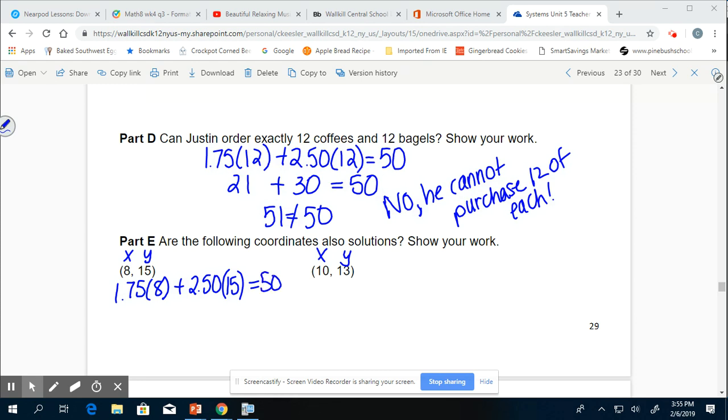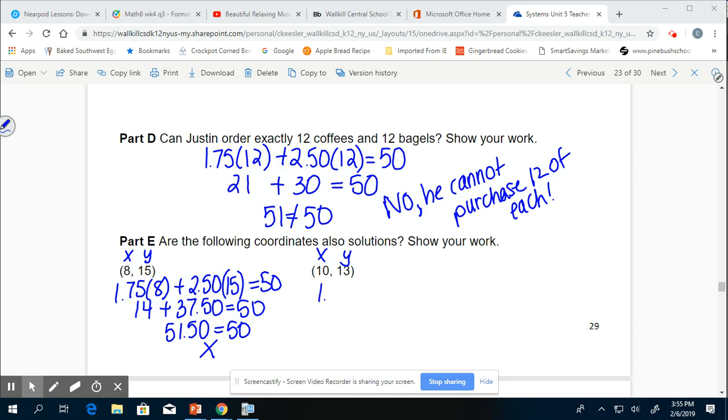1.75 times 8 is 14, plus 2.50 times 15 is 37.50. 14 plus 37.50 is 51.50. So this is not a solution. You cannot purchase 8 coffees and 15 bagels.